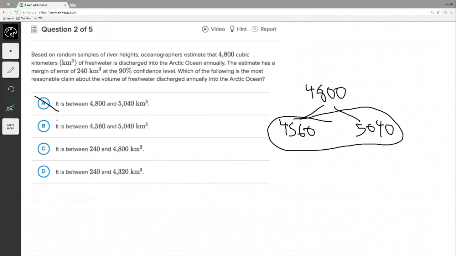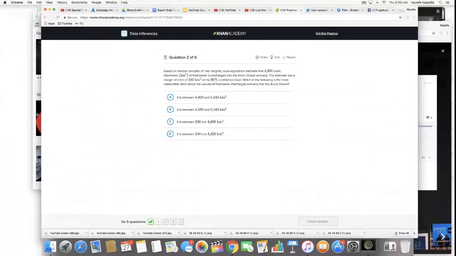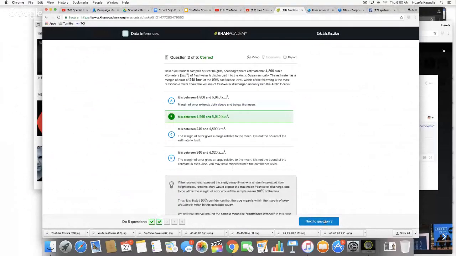A is not good because the lower bound is wrong. B looks pretty good. C is wrong. Okay, that's not so bad. So again, the margin of error gives us that zone by adding and subtracting it from the mean. So we're pretty confident it is B. And we're good. All right.